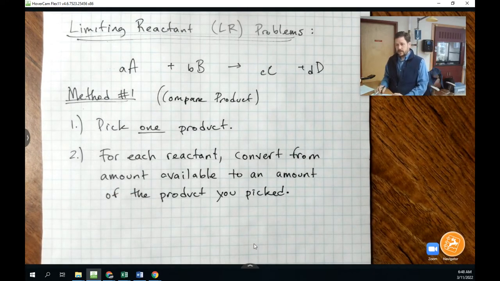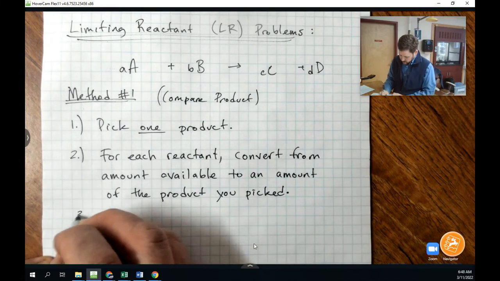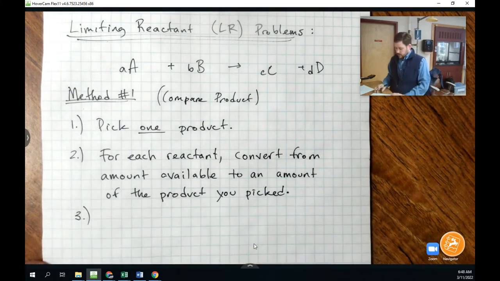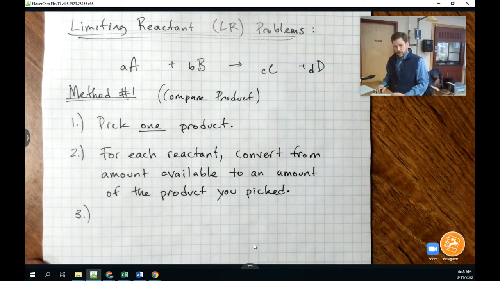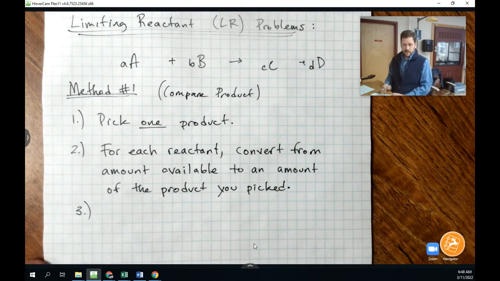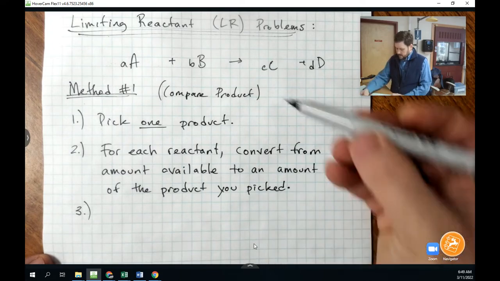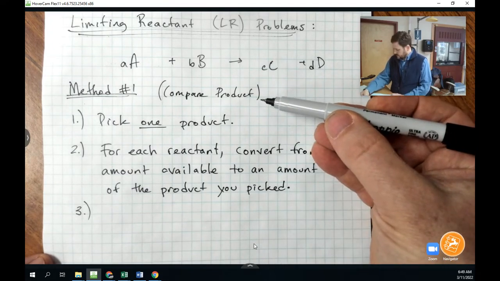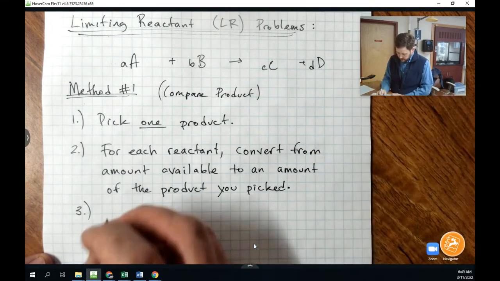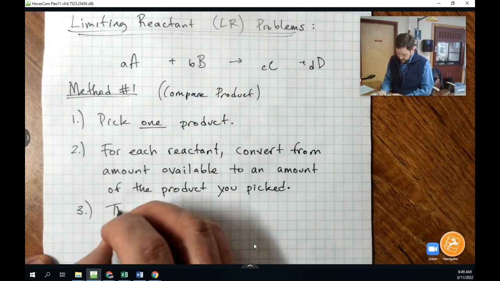And actually, this can be done for moles or grams of the product. We can compare either of them. So you might prefer to convert to moles since it's one less step, but the question might ask you to predict the actual or the theoretical yield in grams, so you might want to do that extra step. Of course, once we've done step two, we can just compare the product amounts. The smaller product amount corresponds to the limiting reactant.